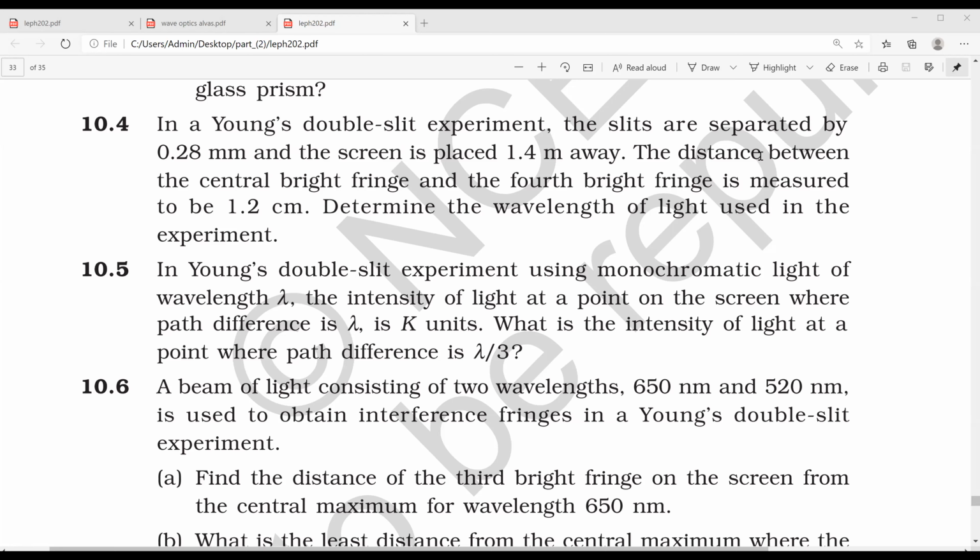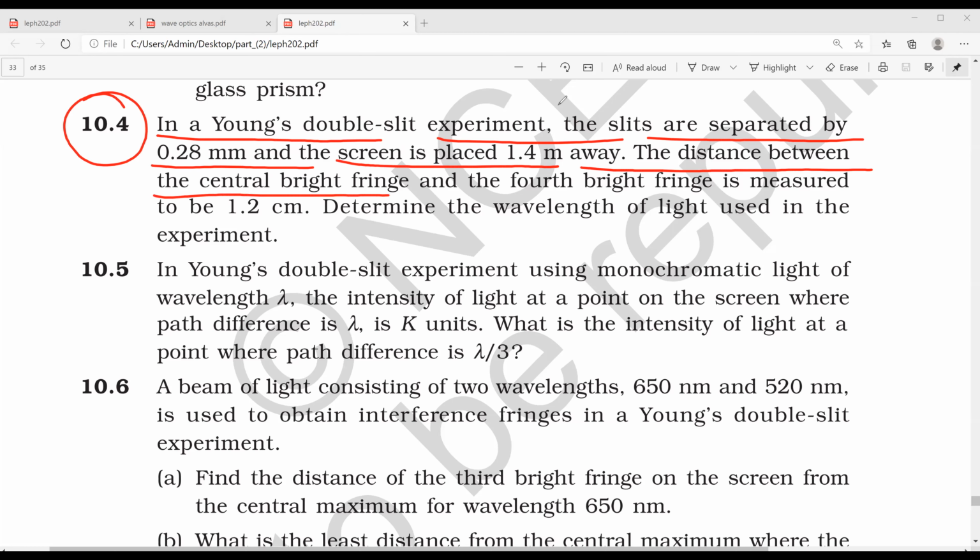So what is the question? 10.4. In Young's double slit experiment, the slits are separated by 0.28 millimeter and screen is placed 1.4 meter away. Distance between central bright fringe and fourth bright fringe is measured to be 1.2 centimeter. Determine the wavelength of light used in the experiment. So let us see how to solve this one. 10.4 it is.